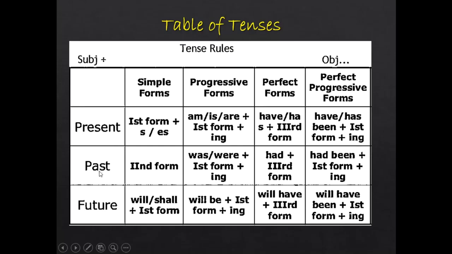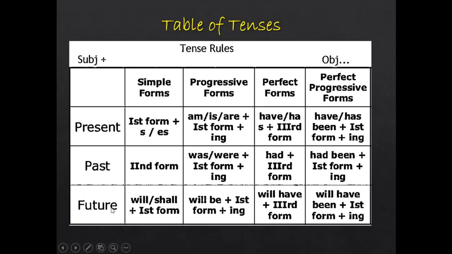To proceed further, we'll see the past tense. In the past simple forms, we use the second form of verb. In the past progressive forms, we use was or were plus first form of verb plus ing. In the past perfect forms, we use had plus third form of verb. And in the past perfect progressive forms, we use had been plus first form of verb plus ing.